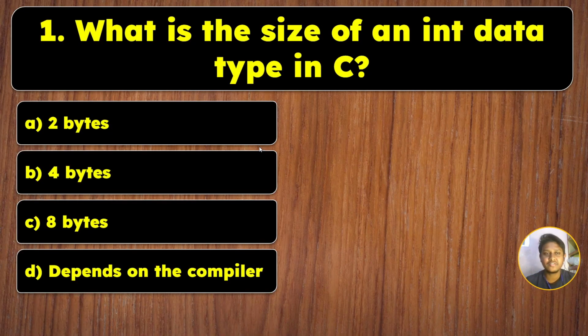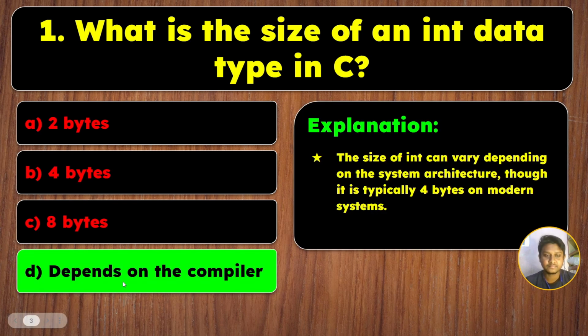So here comes our first question, which is what is the size of an int data type in C? So we have our four options. Option A 2 bytes, option B 4 bytes, option C 8 bytes, and option D says it depends on the compiler. So in this moment, you can stop this video and comment down the correct answer, whatever you think. So now it's my turn. So its correct answer will be option D. It depends on the compiler.